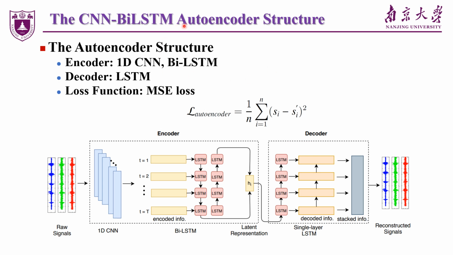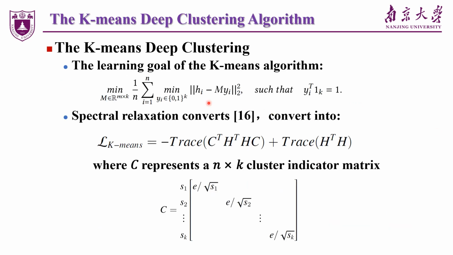The first part is an autoencoder structure. It takes the raw data as input and learns a latent representation to reconstruct the signals. So the objective is to minimize the reconstruction error. The second part is a K-means deep clustering method. It is similar to the conventional K-means algorithm, but we revised the algorithm to fit the deep learning method. So the objective is to minimize the distance between the latent representation and their cluster centers.